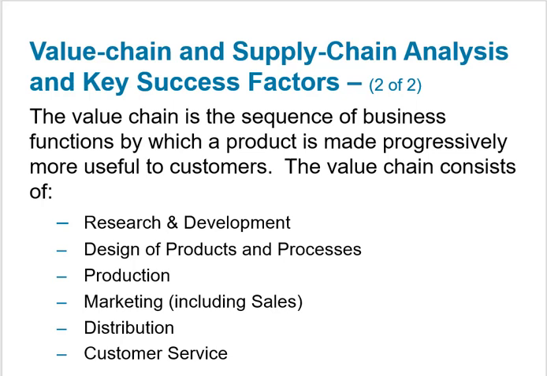The value chain is the sequence of business functions by which a product is made progressively more useful to customers. So the whole process starts out in research and development, goes to product design, it's produced, it's marketed, distributed, and then it's taken care of in some way for the life of the product. That is the value chain. So we're trying to add value along each one of these dimensions. As a management accountant, you could work to support any of these or all of these, depending on the size of the company.